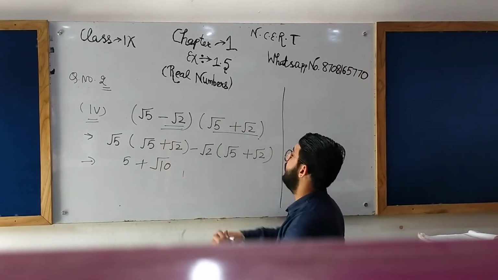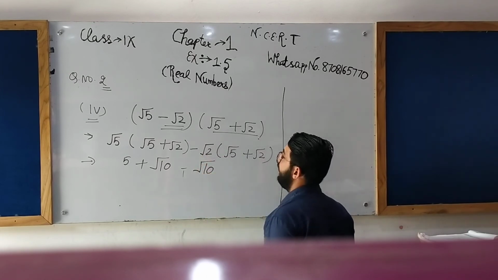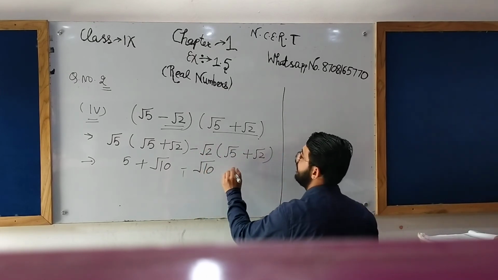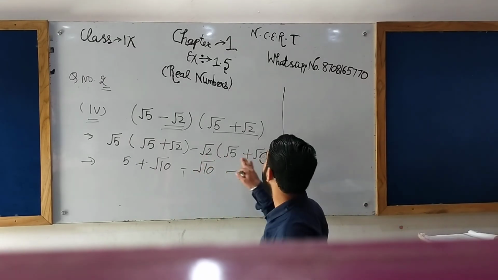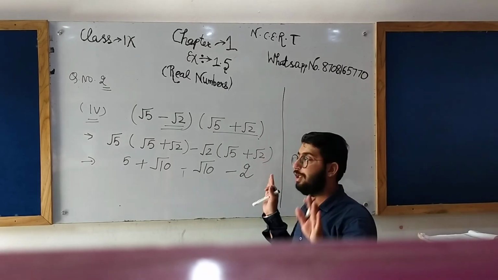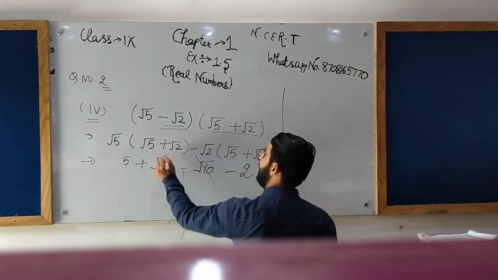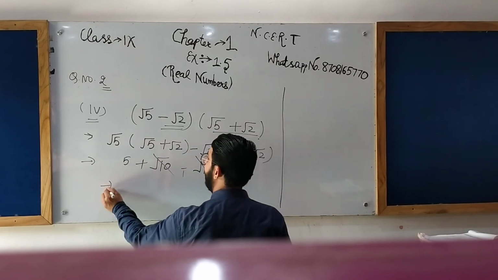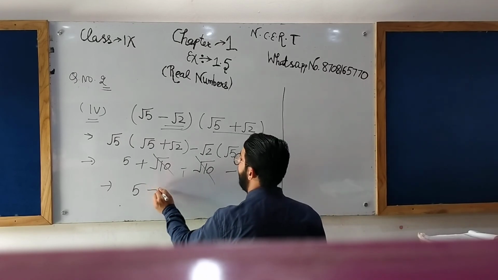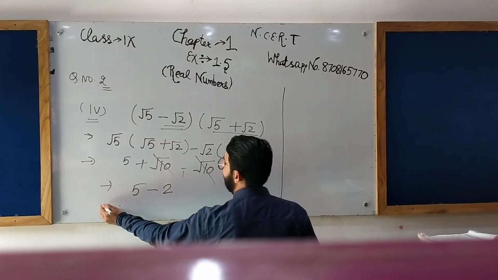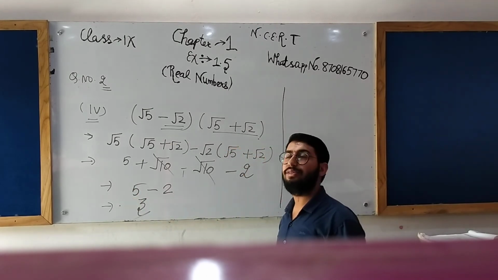Plus sign is there. Root 2 into root 5 is root 10, with a minus sign. Root 2 into root 2 is 2, same, root removed. Minus root 10 and plus root 10 cancel each other. This is 5, and this is not plus 2, this is minus 2. Signs come first, keep it in mind. 5 minus 2 gives you 3. So the answer is 3.